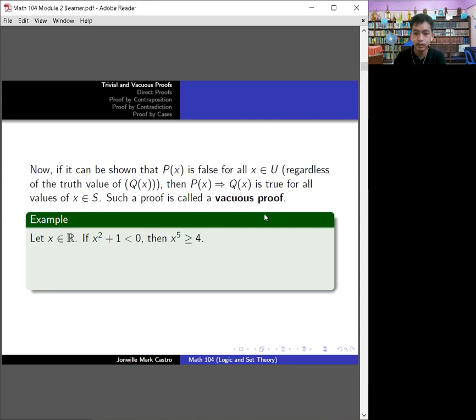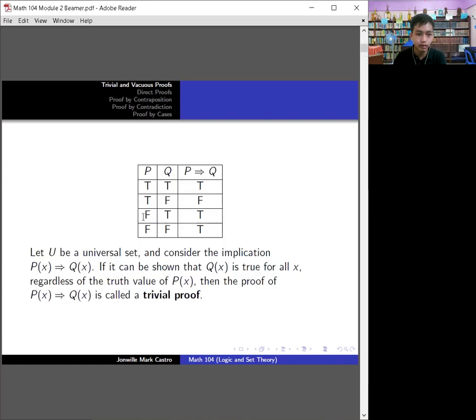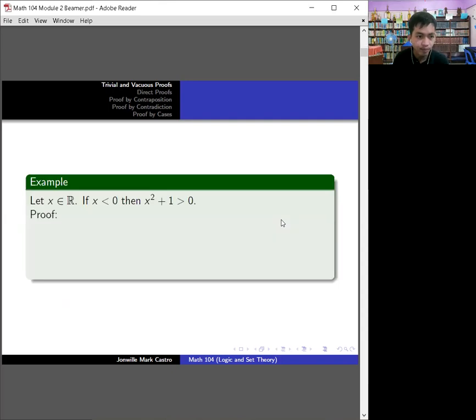Such a proof is called a vacuous proof. So kung babalikan natin yung truth table natin ng implication, itong last two cases natin yung magbibigay ng vacuously true cases. So pag false yung hypothesis natin, regardless ng truth value ng conclusion ay yung statement natin is true or vacuously true. Okay.